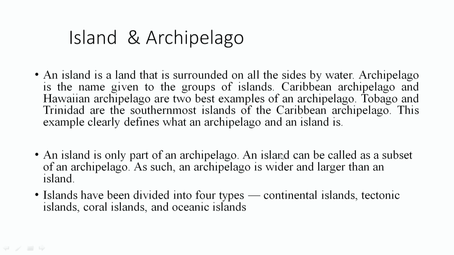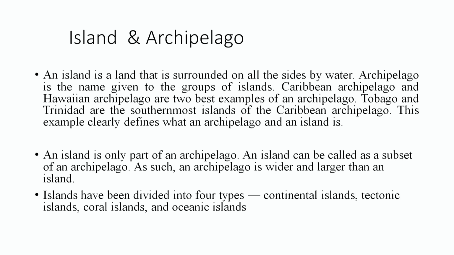Now, in what case do we consider an island as part of an archipelago? When there are small islands all together and we have to define one single land body. Then we say that this is an island but it is part of an archipelago, because archipelagos are always in groups, more than one. As such, an archipelago is wider and larger than an island. Islands have been divided into 4 types: continental island, tectonic island, coral island and oceanic island.